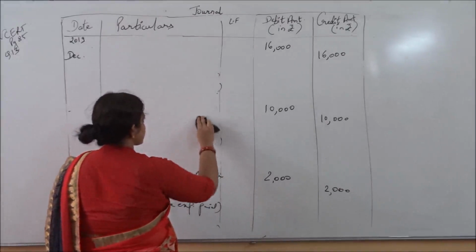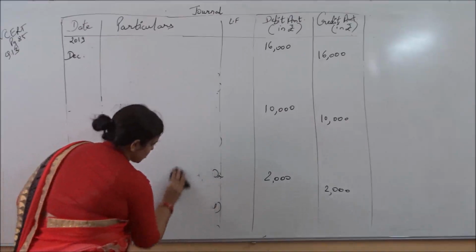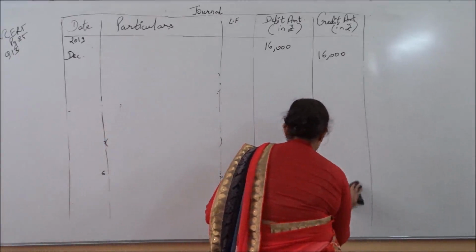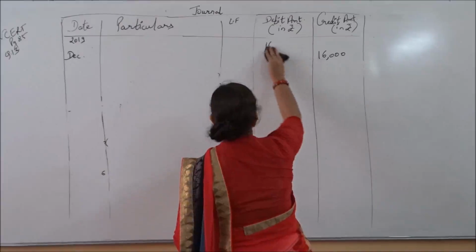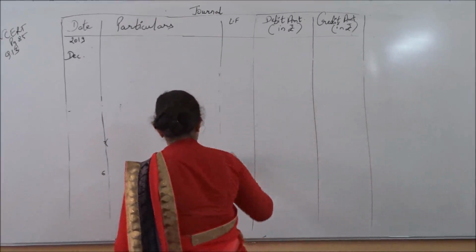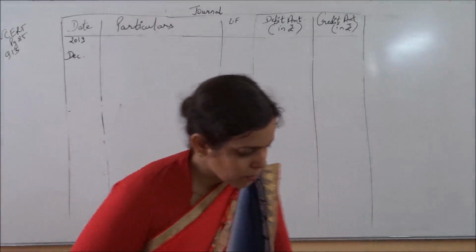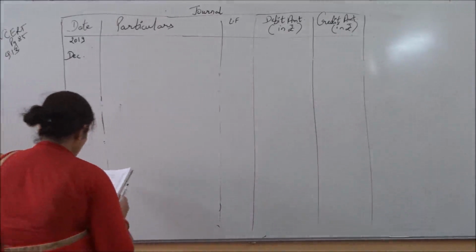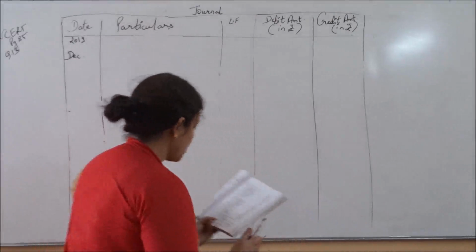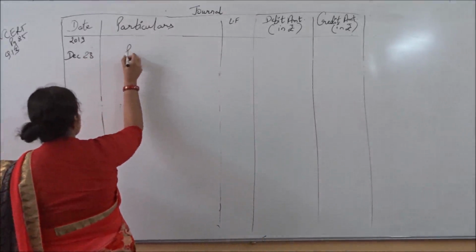Read the next 3 transactions, try to solve in your mind what entry you will do, then just see what I am doing here. Next transaction, December 28, check issued to Pragya. Again check is given to Pragya. So who is the receiver here in the December 28 transaction? Pragya. Pragya is the receiver.